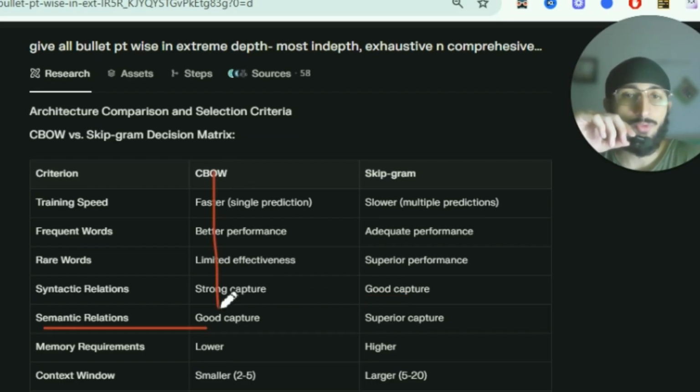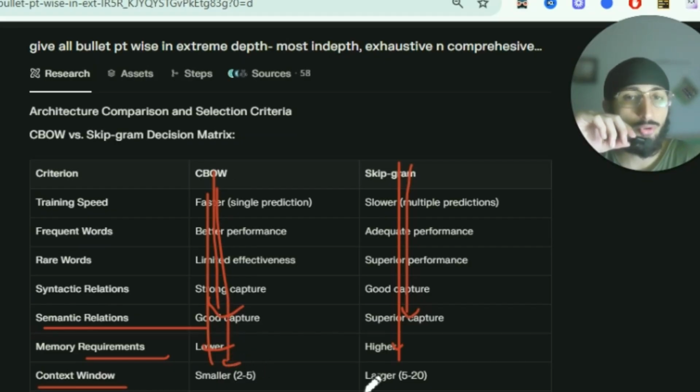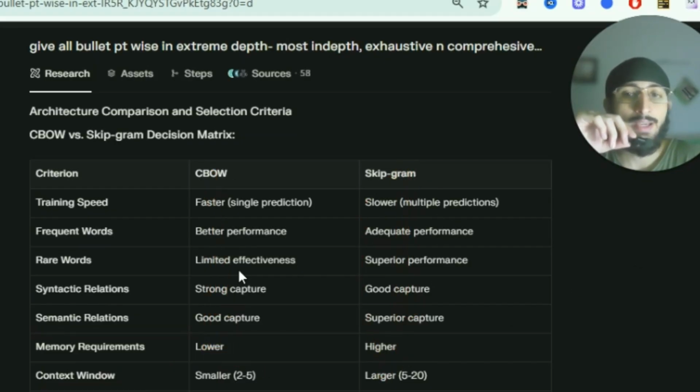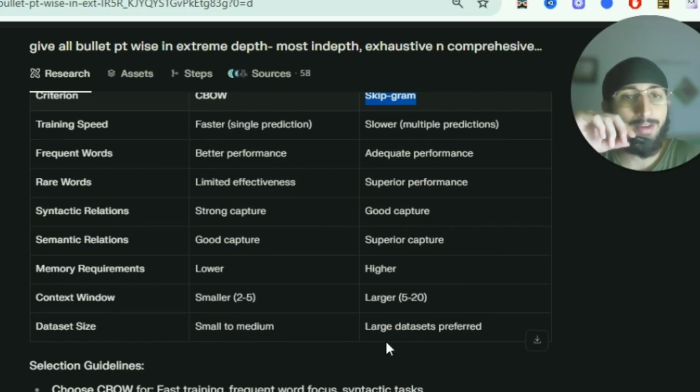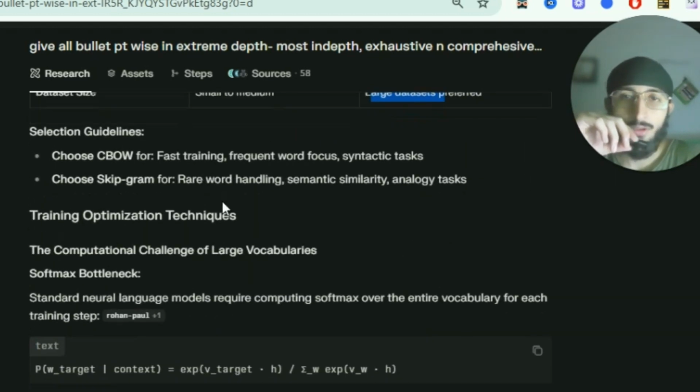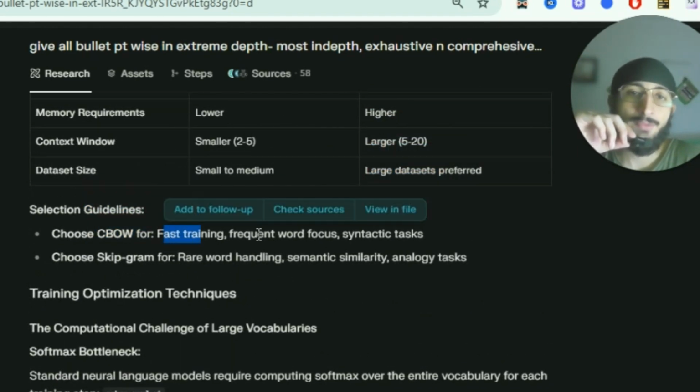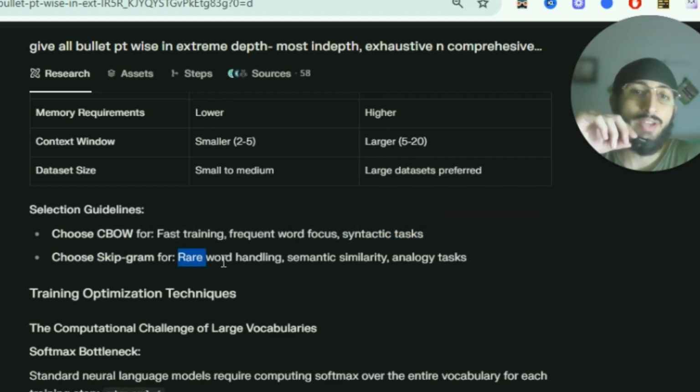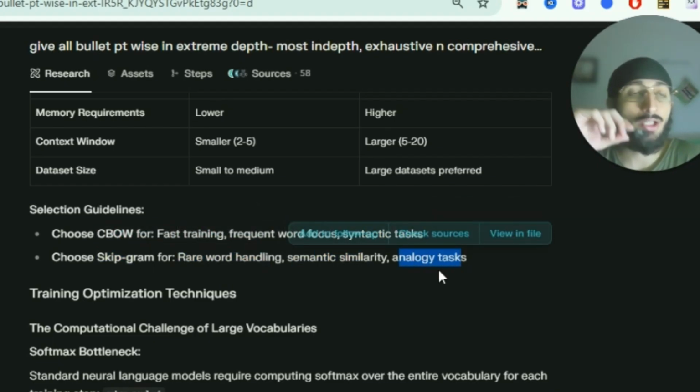Then semantic relationships, for CBOW good capture but skipgram has superior capture. Memory requirements, CBOW lower, skipgram higher. Context window size, CBOW smaller, 2 to 5, skipgram larger, 5 to 20. And dataset size, small to medium for CBOW, but skipgram can have large datasets. Now selection guidelines, choose CBOW for fast training, frequent word focus, syntactic tasks, and smaller dataset size. Choose skipgram for rare word handling, semantic similarity, analogy tasks, and larger datasets.